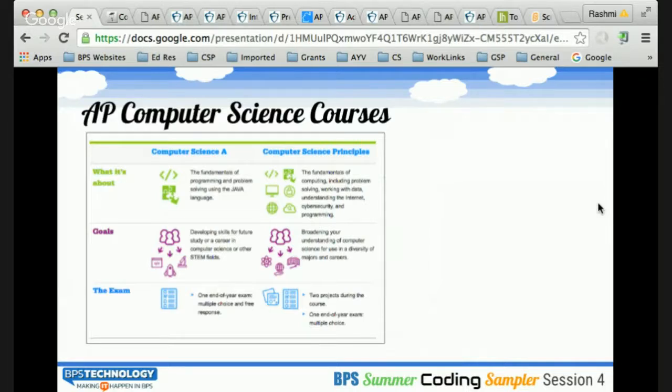Computer Science Principles is a course that comes before Computer Science A. It focuses on the fundamentals of computing, including problem solving, working with data, understanding the internet, cybersecurity, and general concepts of programming. The goals are very different for both courses. With AP CSP, which is AP Computer Science Principles, it is a fundamental course.